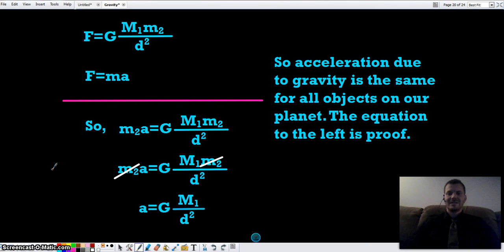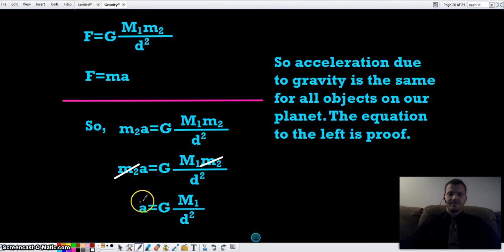So the acceleration due to gravity is the same for all objects on our planet. The equation to the left here is proof. But when I say all objects on our planet, that's not necessarily really true, because the distance can change from the center of the Earth. If our distance would change, which would change our acceleration, if we're down at sea level or if we're at the highest mountain, how would that change? If our d was much smaller, meaning that we're down at sea level, this is much smaller, which would make our acceleration much what?